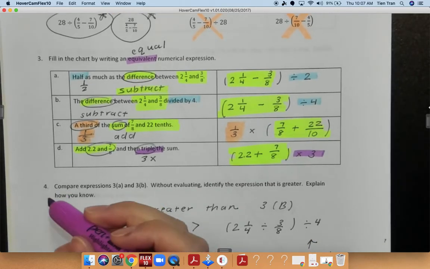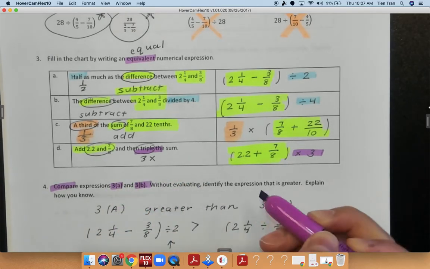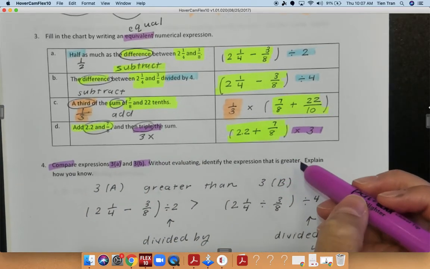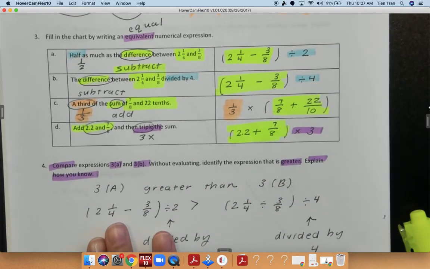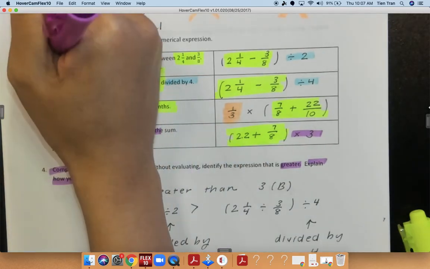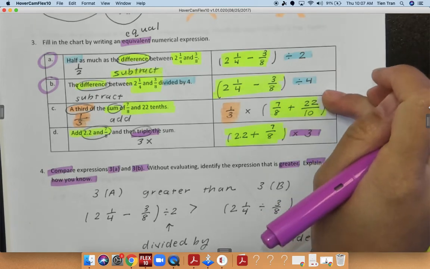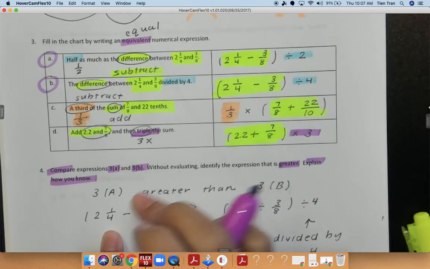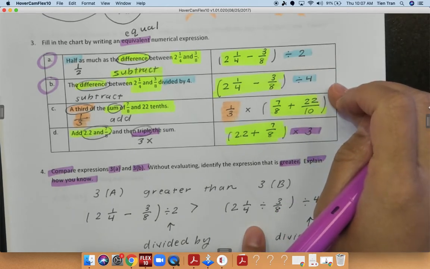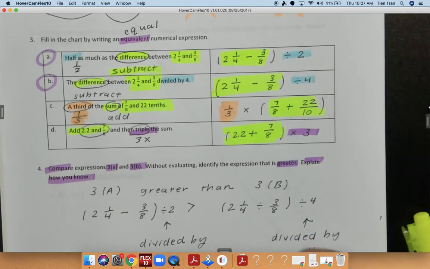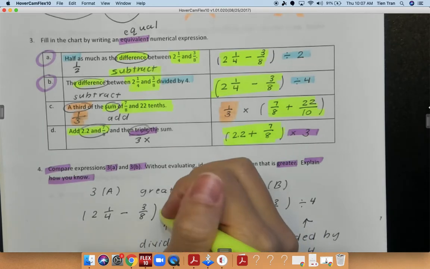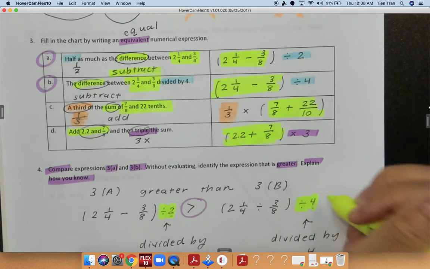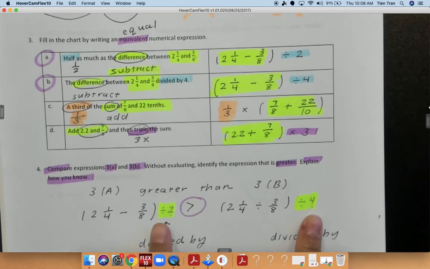Now, this question here says compare the expressions 3a and 3b. Without evaluating, identify the expression that is greater. Explain how you know. So, looking at this, we're looking at these 2 problems right here. We're looking at 3a and 3b. So these 2 problems, I wrote it down right here. This is 3a, this is 3b. So now that I have those 2 expressions, I compared. I know that this one, 3a, is greater than 3b because of one thing. There is a divided by 4 and divided by 2, right? So divided by 4, divided by 2.